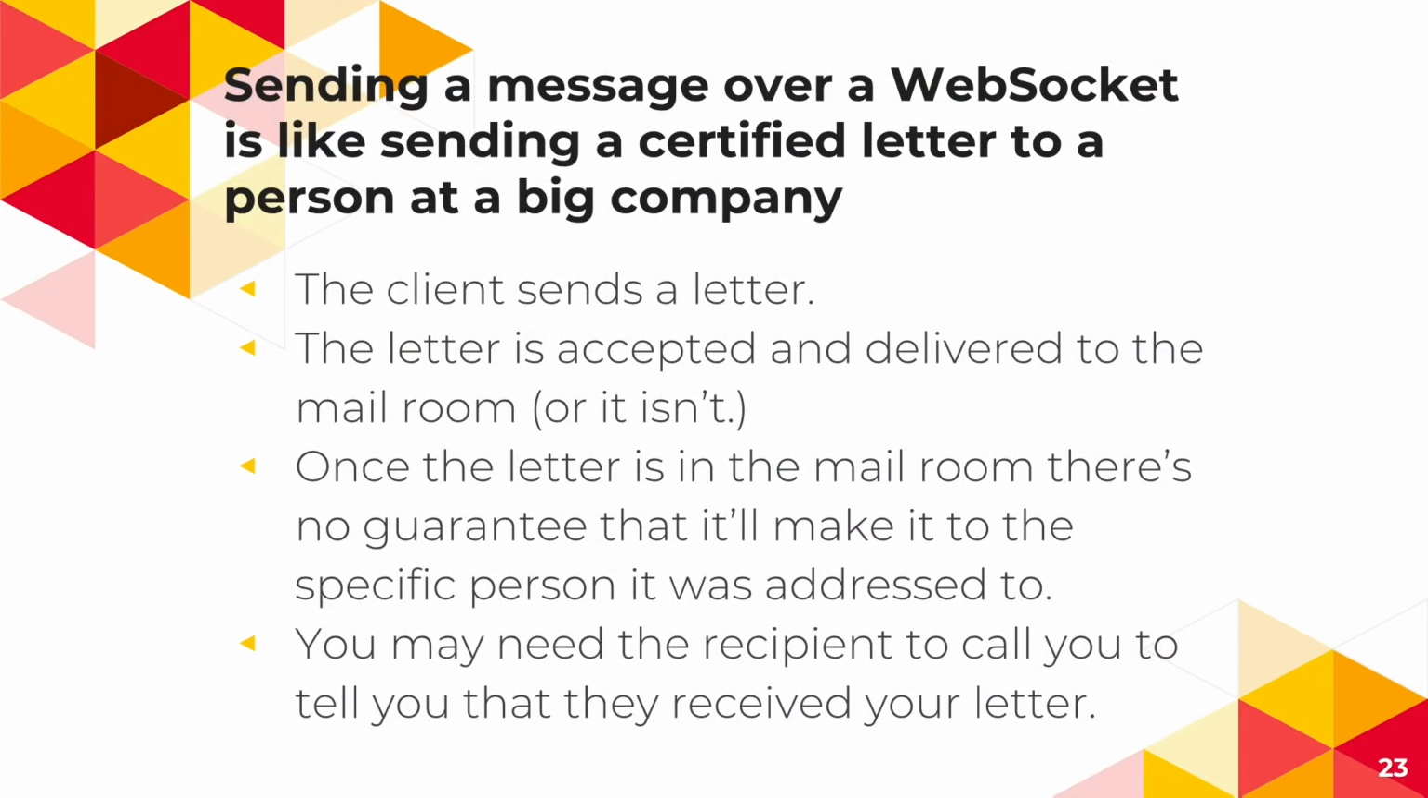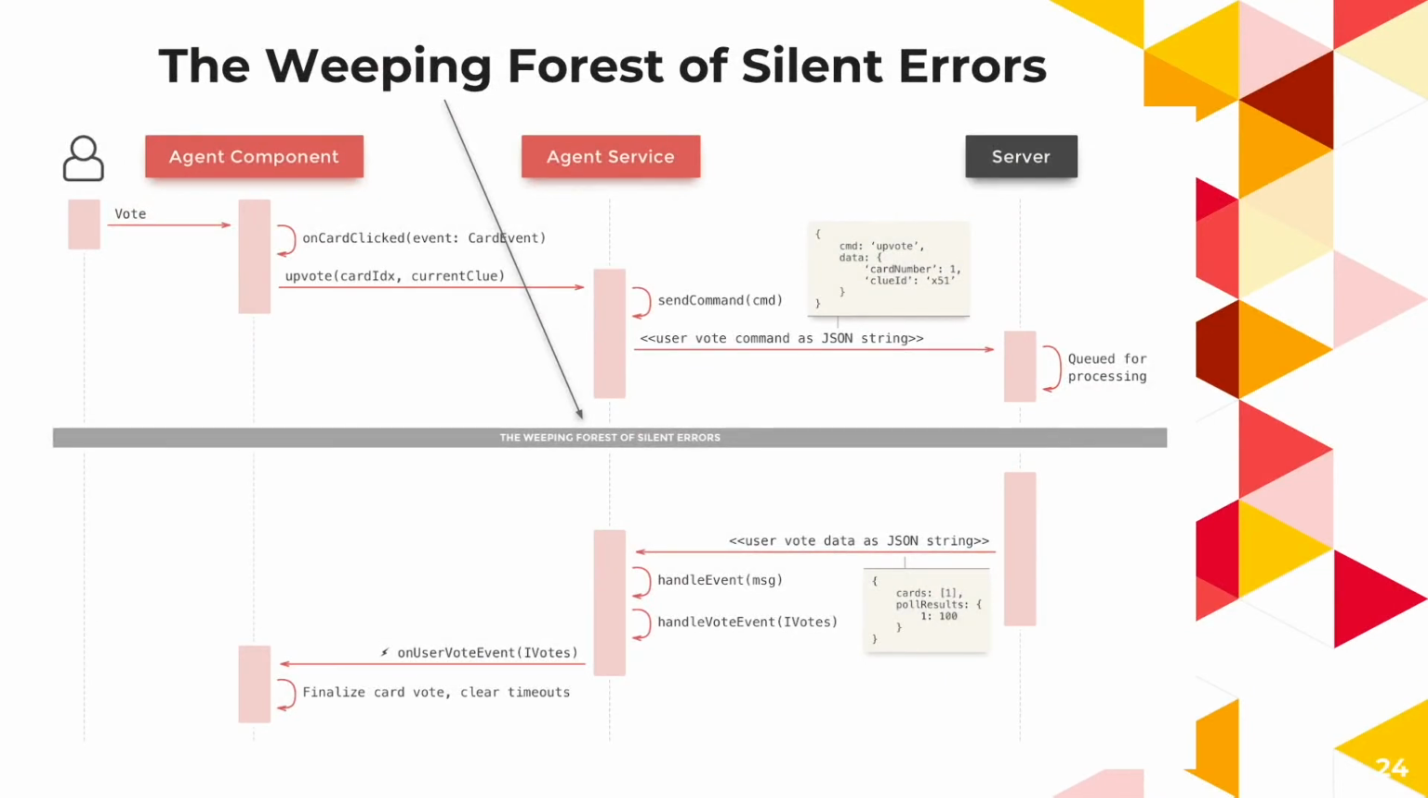With a WebSocket, it's a little more like sending a certified letter to a person at a big company. So you're going to send something to an address, but it's addressed to one person within a big organization. So the client's going to send the letter. The letter is going to be accepted and delivered to the mailroom, or it's not. You'll get an acknowledgement there if it wasn't delivered. But once the letter's in the mailroom, there's no guarantee that it's going to make it to the person that it was addressed to. So you may need the recipient to call you and tell you that they received the letter. And that's the weeping forest of silent errors.